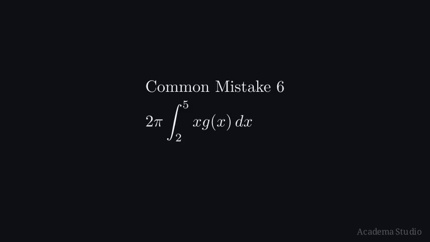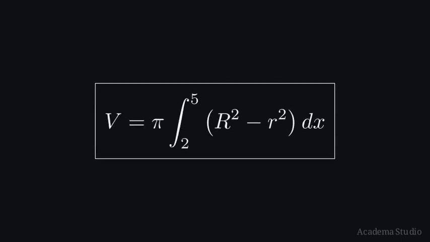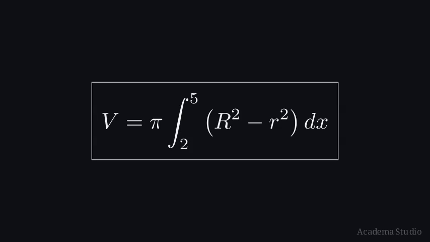Common mistake 6. 2 pi the integral from 2 to 5 of x g of x dx. The shell method would require horizontal shells for a horizontal axis of rotation. Because we are using vertical slices, the correct method is washers. The final answer, V equals pi the integral from 2 to 5 of R squared minus r squared dx.